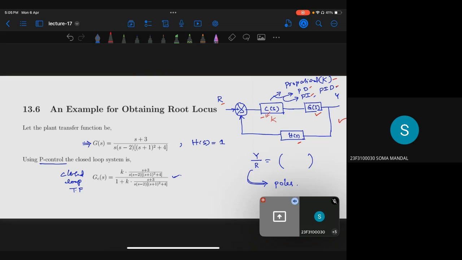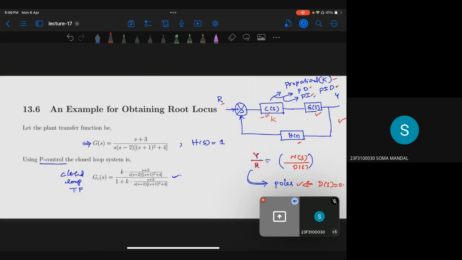For this closed loop system, we know how to find the transfer function, that is Y by R, output by reference input. Based upon this function, we could also calculate the poles by equating the denominator of this transfer function, D of S, equal to 0. Those poles we call the closed loop poles, and based upon the pole locations, we decide whether the system is stable or not.